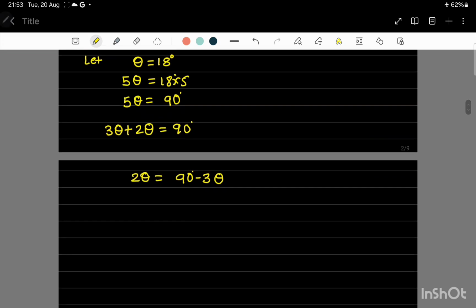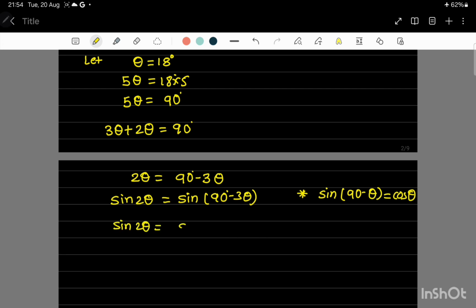We are finding sin theta here, so multiply sine on both sides. So sin 2 theta is equal to sin of 90 minus 3 theta. So we know that sin 90 minus theta is equal to cos theta. So sin 2 theta is equal to sin 90 minus 3 theta, which is cos 3 theta.